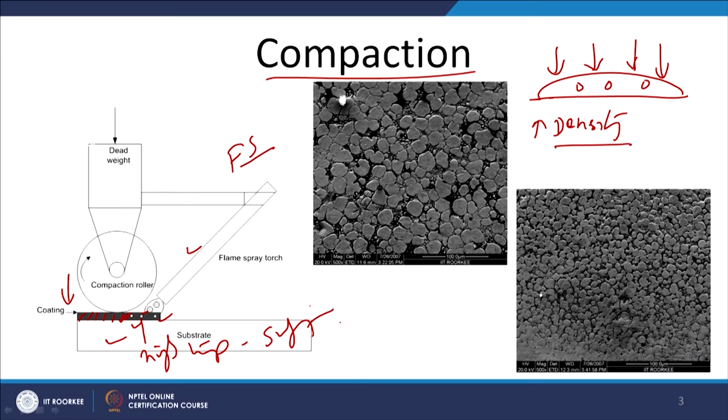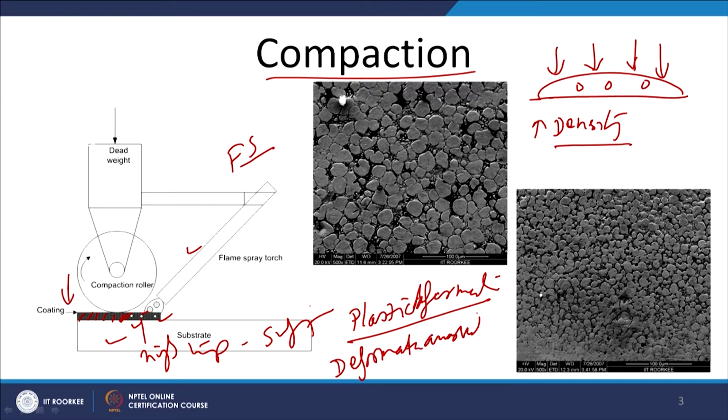At the same time, since plastic deformation is occurring at a higher temperature, the deformation assisted refinement also helps.